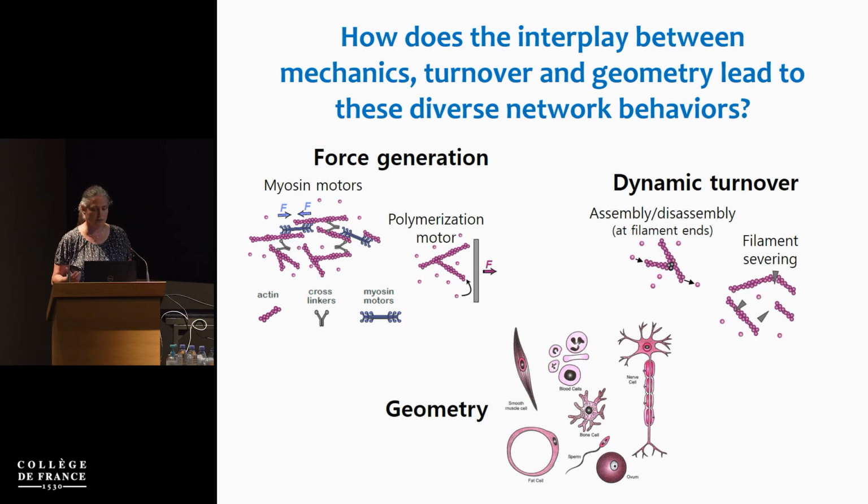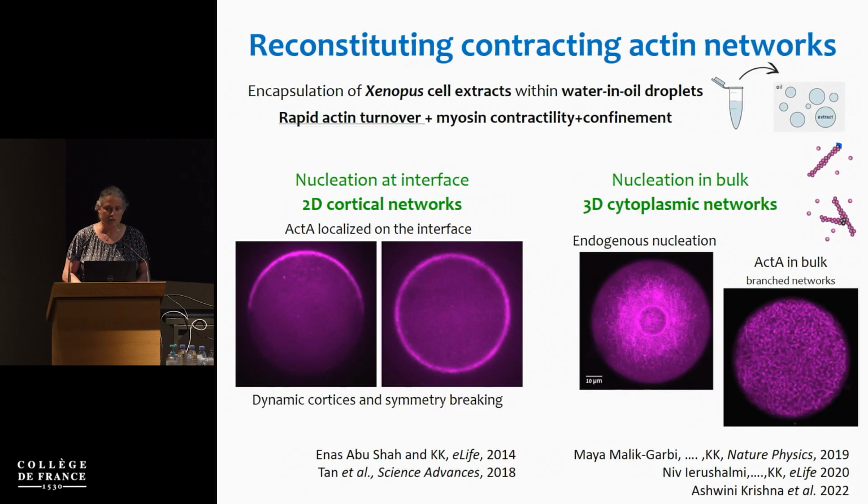And the focus of my talk will be looking at how the dynamic interplay between the mechanics, the force generation, which depends on the structure, turnover in the system, as well as the geometry of the system, leads to these diverse behaviors. So the approach we're taking is using a reconstituted system, which is built on Xenopus cell extracts encapsulated in water and oil droplets. The nice thing about the Xenopus extract is that they bring the rapid turnover of the actin, unlike many of the in vitro systems which were done with actin filaments that don't turn over rapidly. Here we have rapid turnover, we have the myosin activity, and we can control the geometry by the confinement in the droplets.